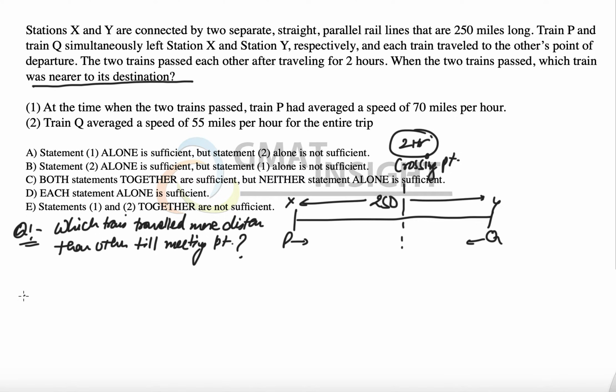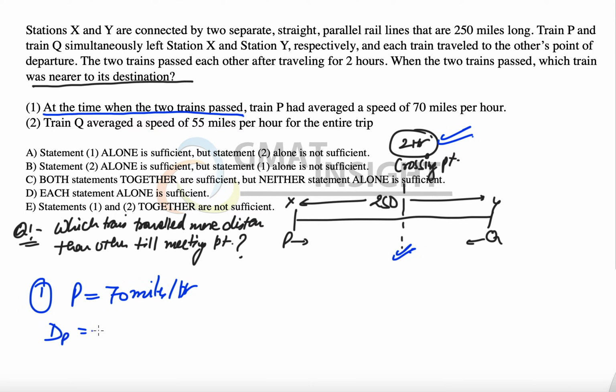Now let's start looking at these statements. The first statement says that at the time when the two trains passed, P had averaged a speed of 70 miles per hour. At the time when the two trains passed, that means till this point, the average speed of P was 70 miles per hour. And we know that the two trains crossed each other after 2 hours. That means the distance that P must have traveled must have been equal to 70 multiplied by 2. That is equal to 140 miles.